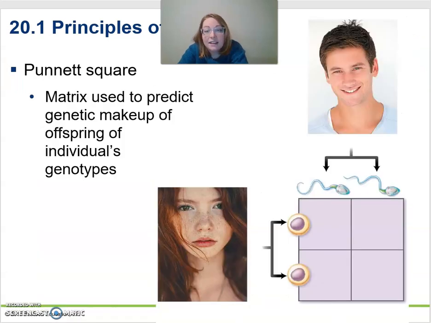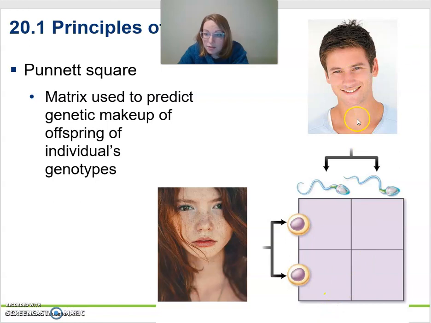But we can look at the likelihood of having different traits. And we do that by using a Punnett square to see what different outcomes are possible. So what we do is we put the parents' genotypes, and then we see what they can hand off to their offspring.